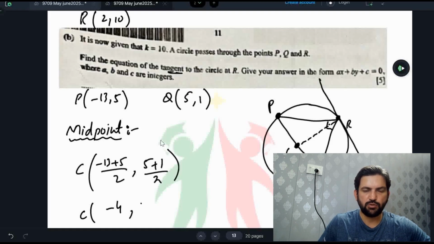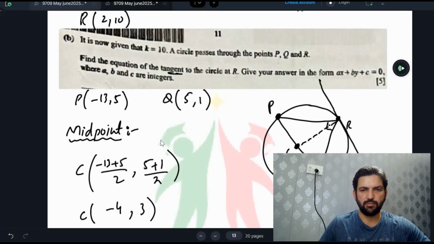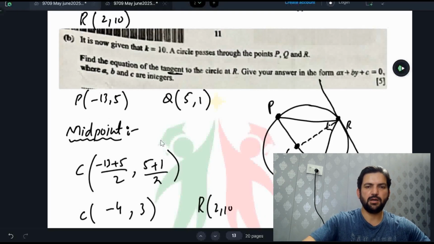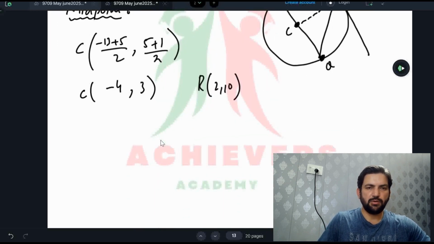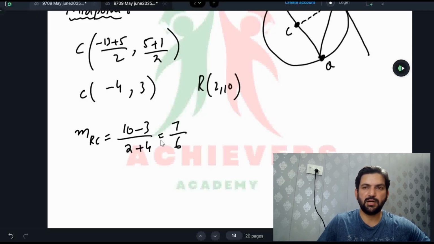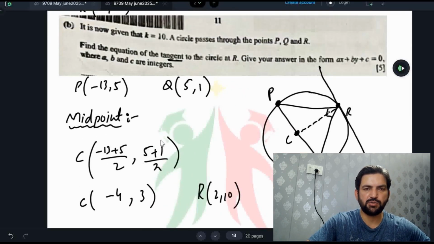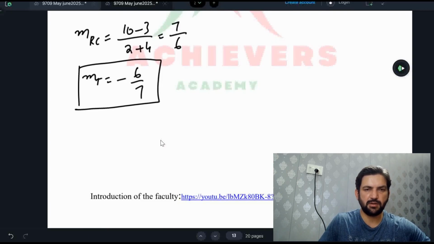So we got the point C, and R is 2 and 10. If we find the gradient of RC, this should be (10 minus 3) divided by (2 plus 4). So this will be 7 by 6. Now we know that the gradient of the tangent line will be minus 6 by 7. This is the gradient of the tangent line, and we know the coordinates of R: R is 2 and 10.